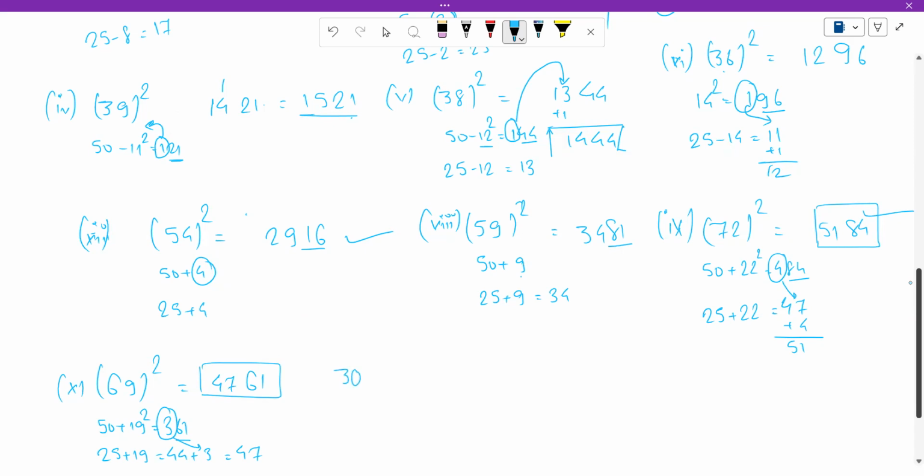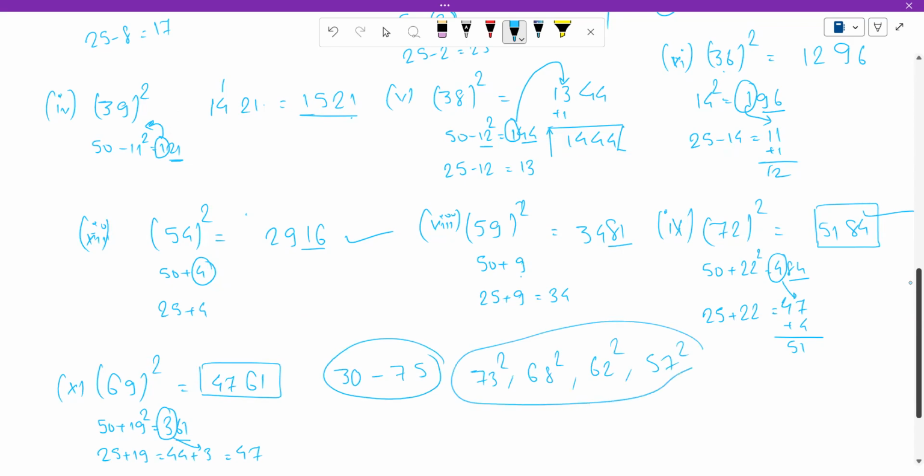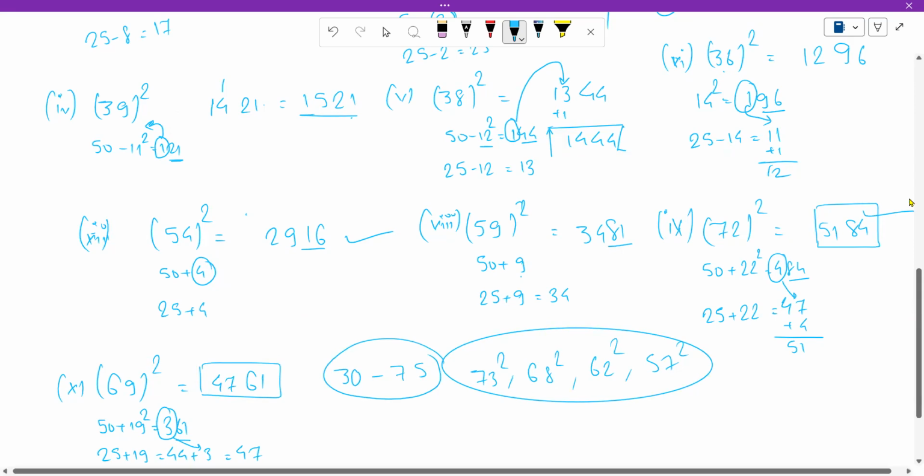You can calculate from 32 up to 75. Do some homework. For example, find the square of 73, find 68 square, go for 62 square, go for 57 square. So do these things. It will help you to remember the trick. Now, I will do some more.